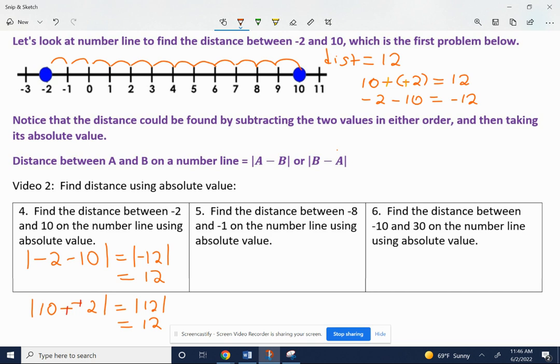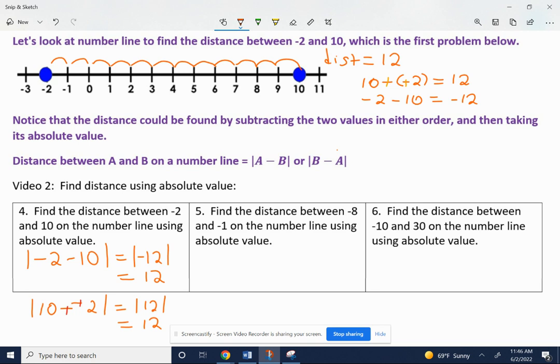Try the next two problems. To find the distance between these two sets of numbers, just take either number minus the other in any order and absolute value the answer. Why don't you pause and try them, unpause, and see if you get them right.